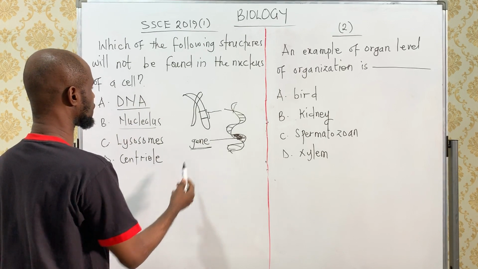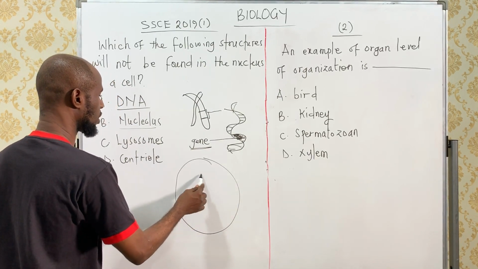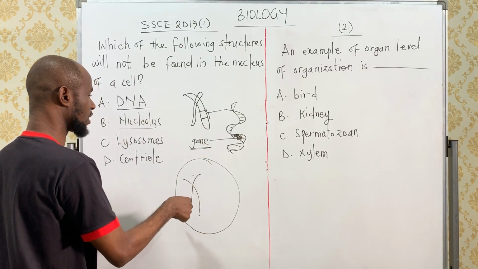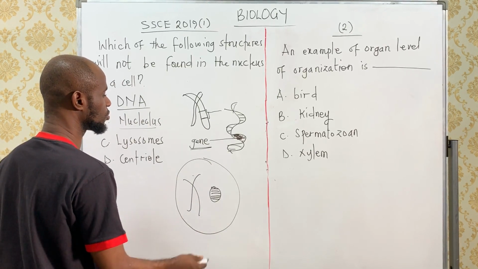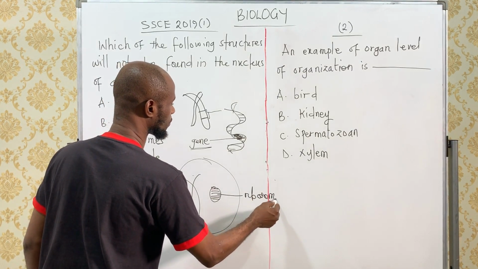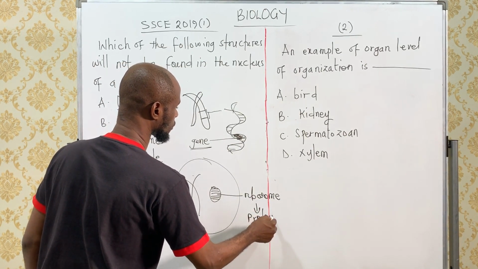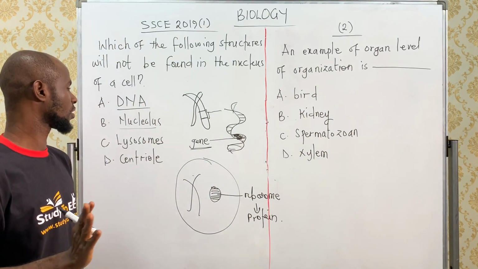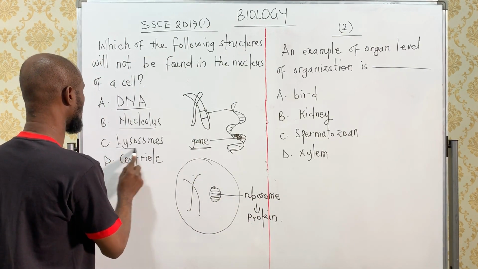The nucleus is also found inside the nucleus. So let's actually draw the nucleus. We have the chromosome which we have just analyzed, on it we have the DNA, then we have the nucleolus. The nucleolus helps to produce the ribosome, while the ribosome produces protein. So I tell my students to say nucleolus produces ribosome produces protein. Okay? Now what's the function of the ribosome? It produces protein.